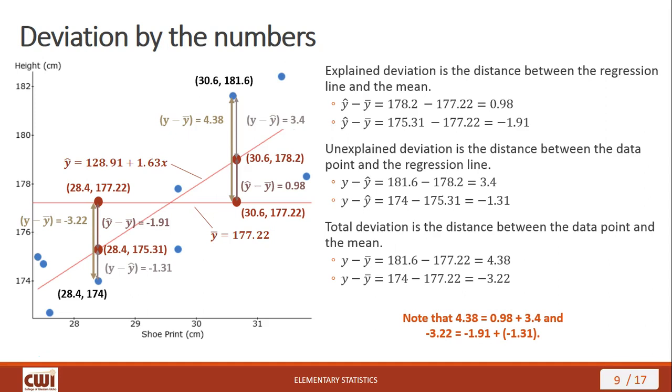Oh, wow, looks like there's an error there in my little note. So if I take 0.98 and add to 3.4, I'm going to get 4.38. Likewise, negative 1.91 added to a negative 1.31 gives me a negative 3.22. So they're not necessarily equal to each other, but I can add together the explained and the unexplained to get the total.